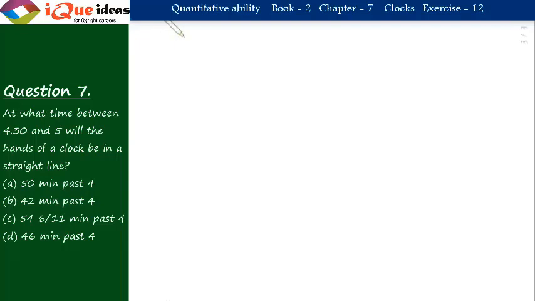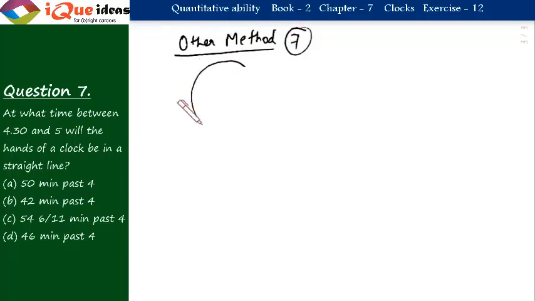All right. So I'll say other method for question number 7. First, let's draw 4:30. So at 4:30, what is the situation? The minute hand is here, that is M, and our hour hand is between 4 and 5, exactly between 4 and 5 because it is 4:30. All right. So this is our hour hand. So first we need to find right now the angle between them. Let's say it is theta.